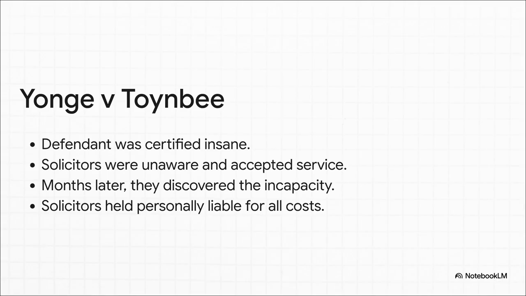Months later, when they finally found out, the opposing side demanded the solicitors pay all the wasted costs. And the court actually agreed. Even though the solicitors acted completely in good faith and had absolutely no idea their client had lost capacity, they still had to pay the opposition's costs out of their own pockets. It's incredibly harsh. The warranty of authority is strict. Good intentions won't save your bank account.